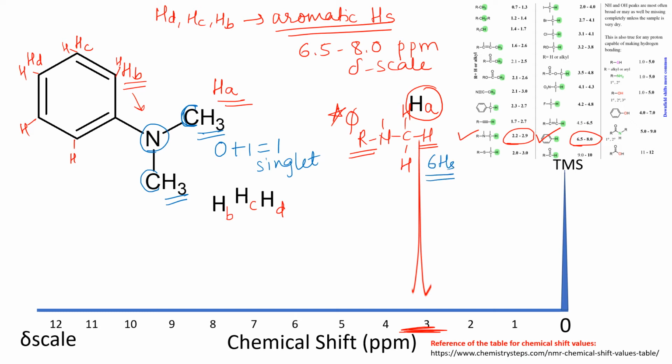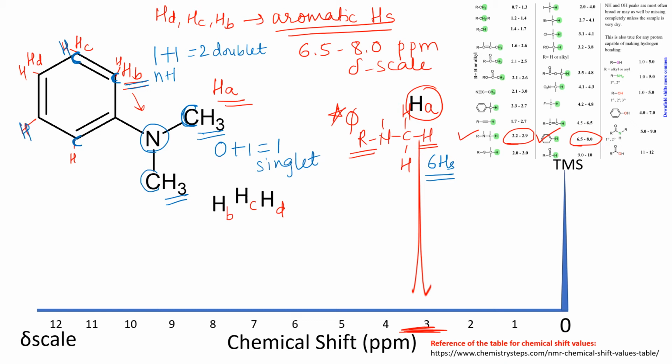Then let us see HB. What is there adjacent to HB's carbon? This is the carbon on which HB is present. Adjacent to this carbon, we have this carbon on which one hydrogen is present. So one hydrogen on the adjacent carbon plus 1, as per the n plus 1 rule, and thus we should get a doublet for HB.